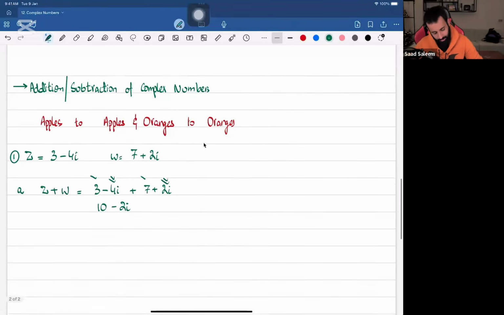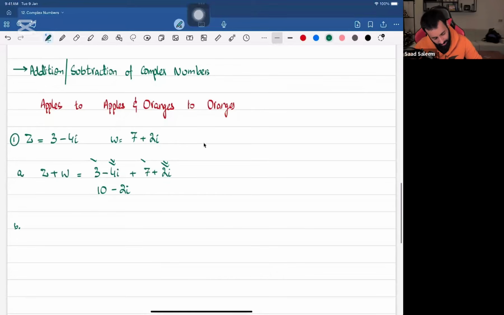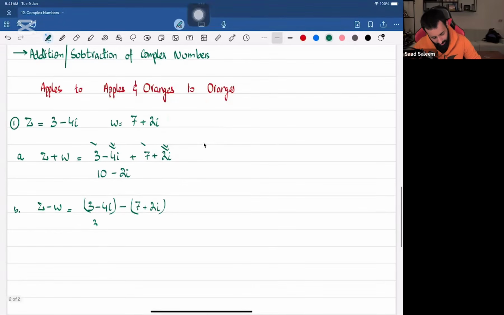Okay, that's your answer. Let's say in part B, you're supposed to subtract. You're supposed to do Z minus W. So the same rule applies: you do 3 minus 4 iota minus, and with subtraction it's always a good idea to make a bracket, 7 plus 2 iota. So we have 3 minus 4 iota minus 7 minus 2 iota. So 3 minus 7 is minus 4. Minus 4 minus 2 is minus 6 iota. Okay, there we go. That's the answer to part B.